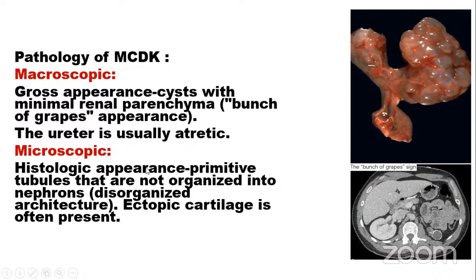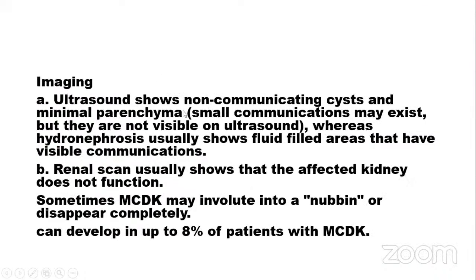Microscopically, the histological appearance shows primitive tubules that are not organized into nephrons, known as disorganized architecture. Ectopic cartilage is often present in patients with MCDK. This is the bunch of grapes, as you see, after nephrectomy. Imaging: ultrasound shows non-communicating cysts and minimal parenchyma. Small communicating cysts may exist, but they are not visible on ultrasound.